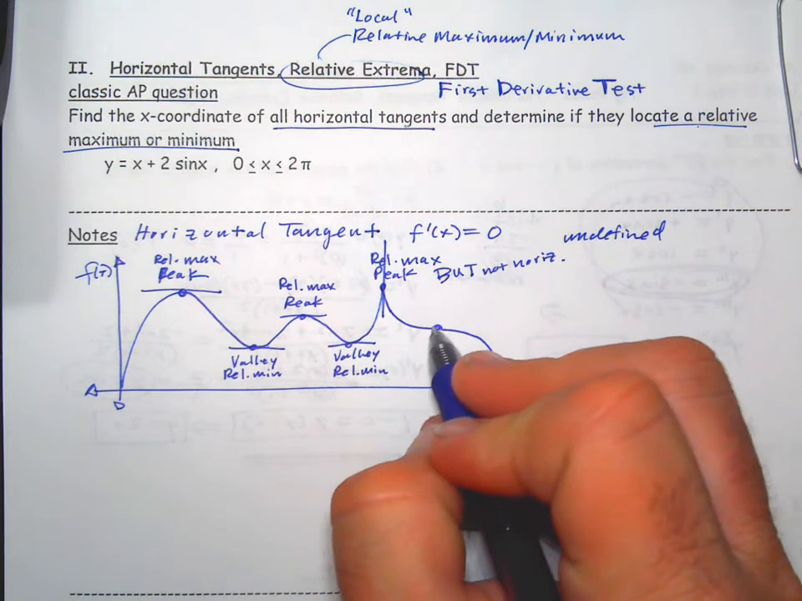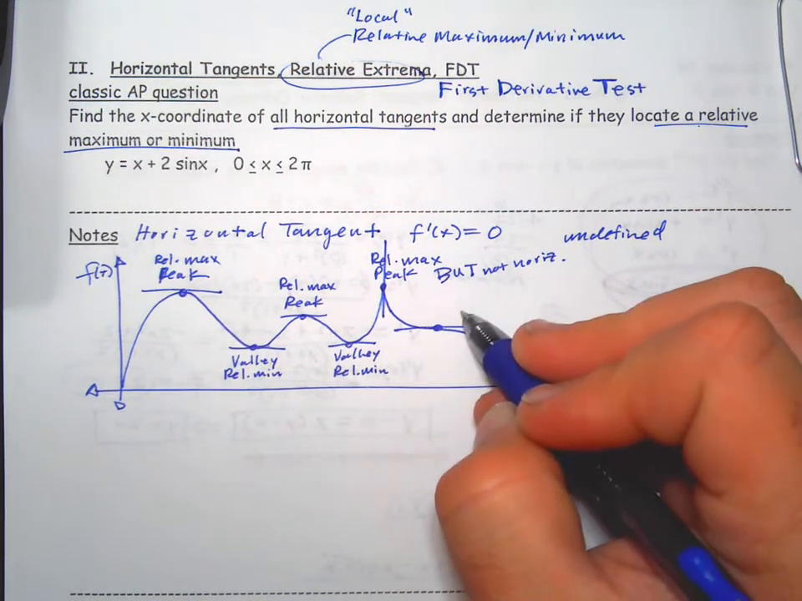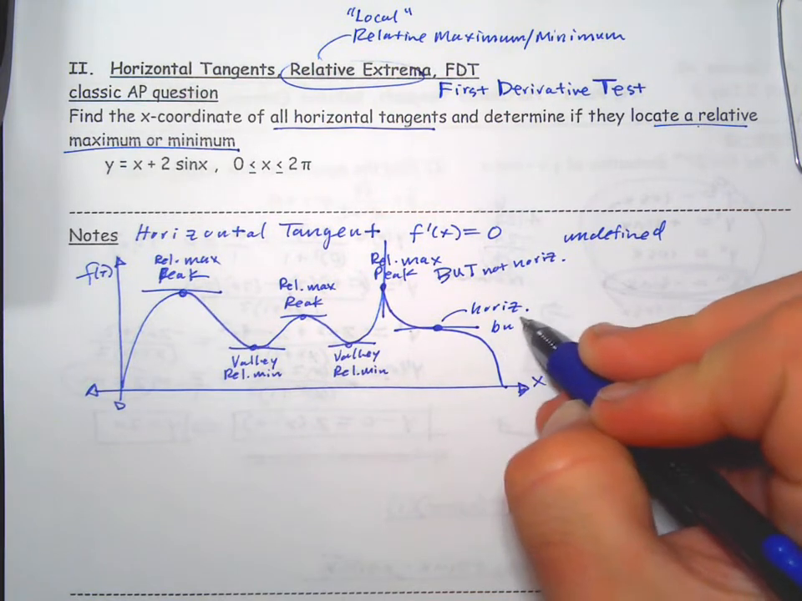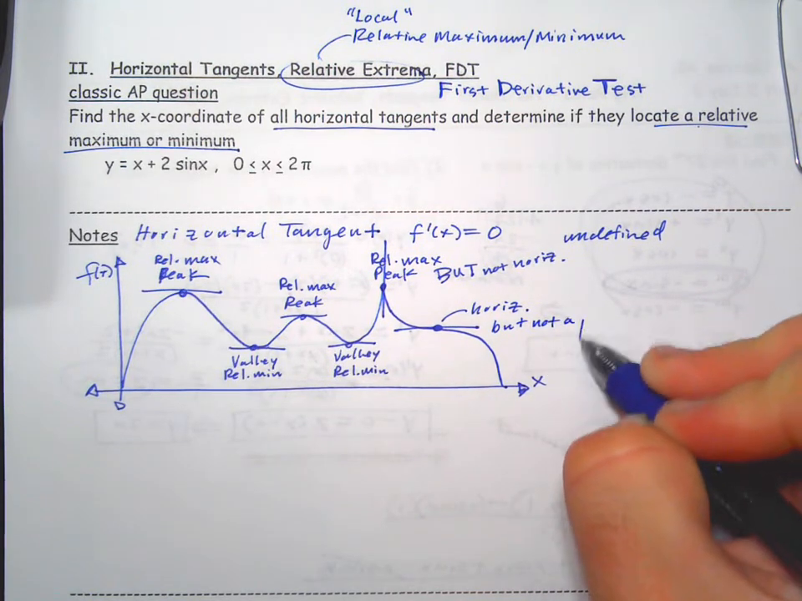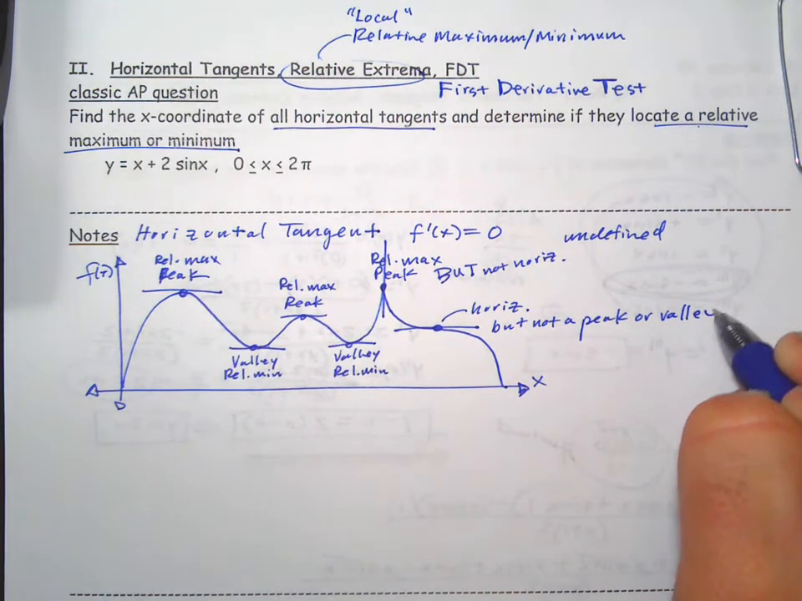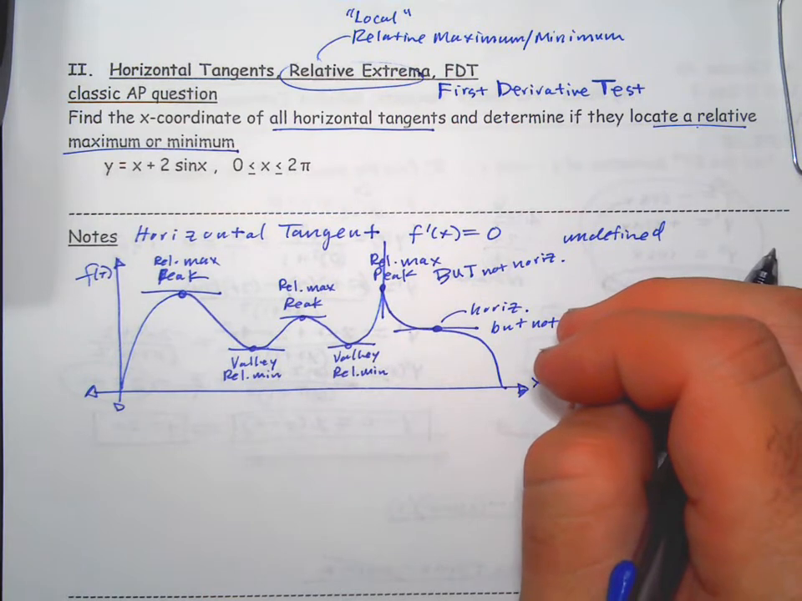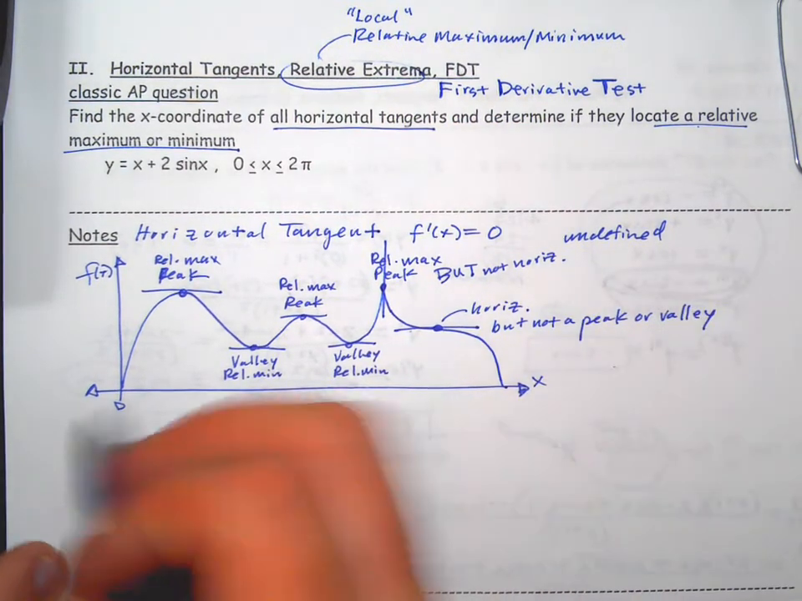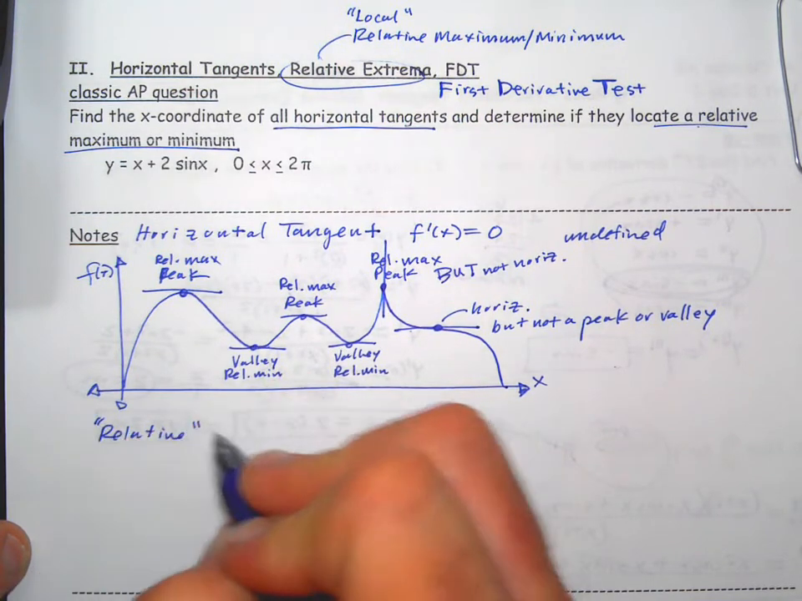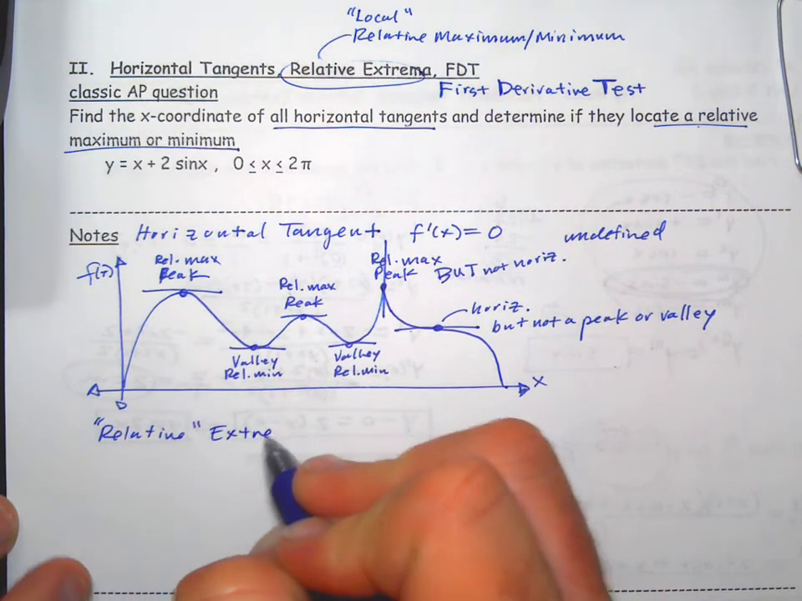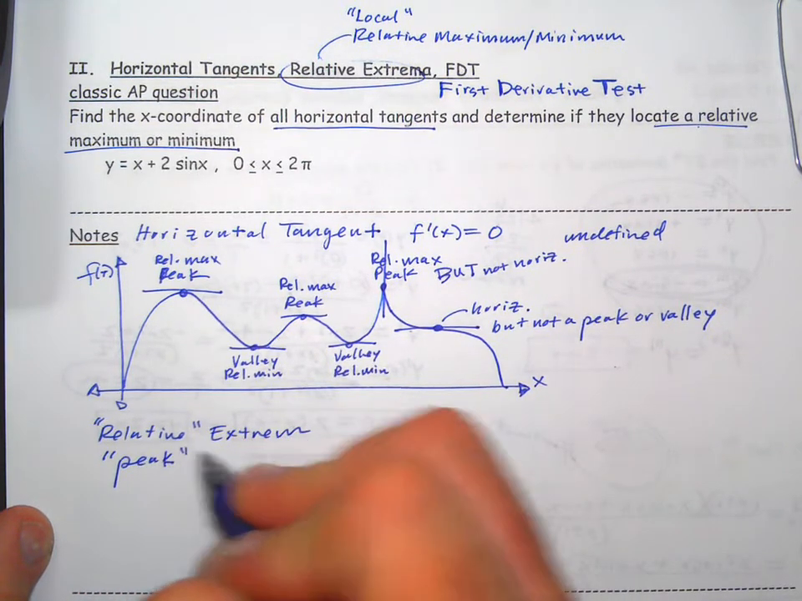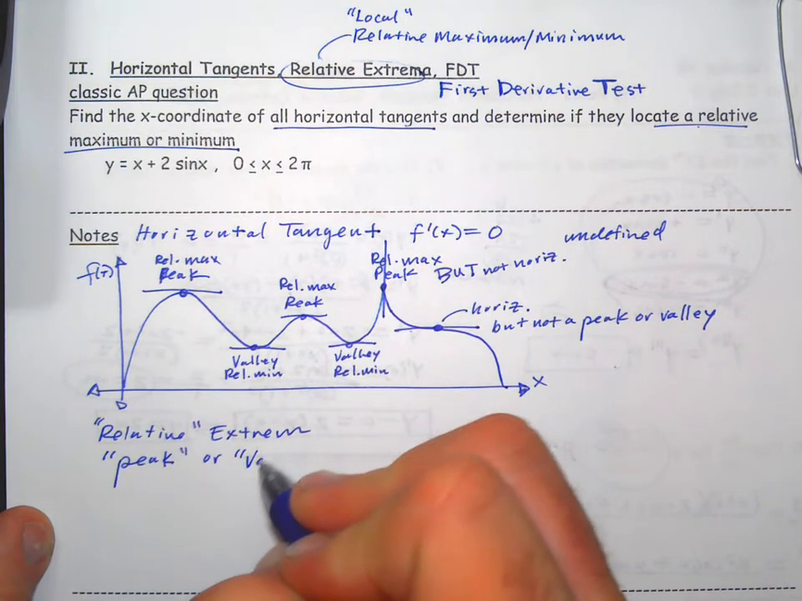Watch out also, sometimes you might get a horizontal tangent, but it's not a peak or valley. Not a relative max or relative min. It's more like a plateau if we're talking in geographic terms. So we are looking for relative extrema. In simple terms, peak or valley.